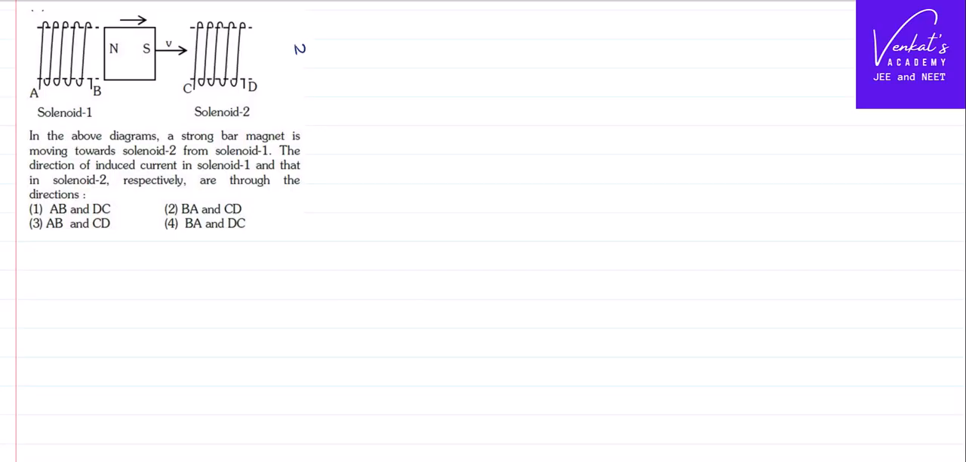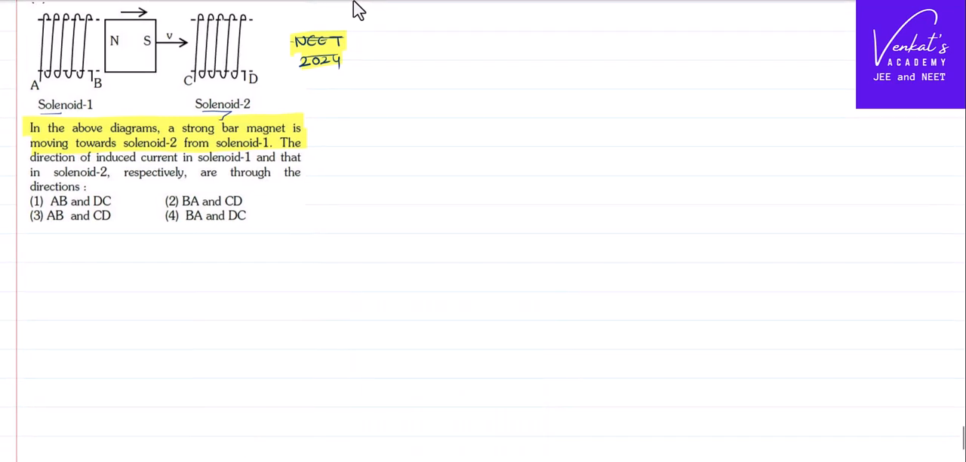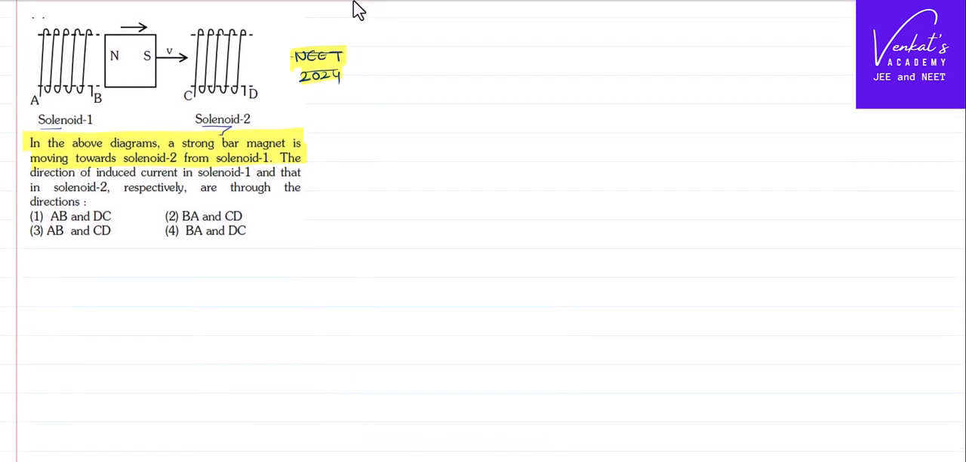Here in this video, we are solving a question that is given in NEET 2024 in electromagnetic induction. Let us see what that question is first of all. The question says, a strong bar magnet is moving towards solenoid 2 from solenoid 1 this way. You can see in the diagram clearly, this is solenoid 1, this is solenoid 2, and this strong bar magnet is moving this way from A to B. The direction of the induced current in the solenoid is?